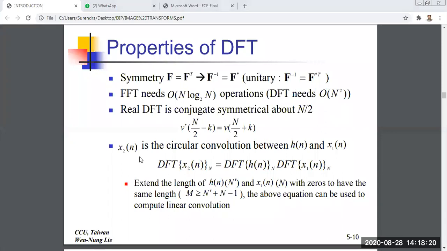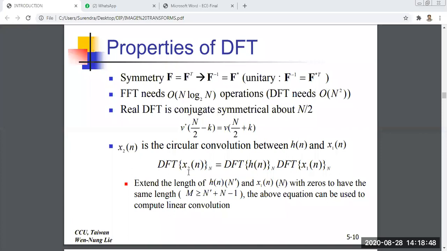Okay. For suppose we want to perform the circular convolution between two signals, those are x1 of n is the input signal, h of n is your system response function, and the resultant signal is called x2 of n. You want to get a circular convolution x2 of n. So in that process, we are using the discrete Fourier transform.